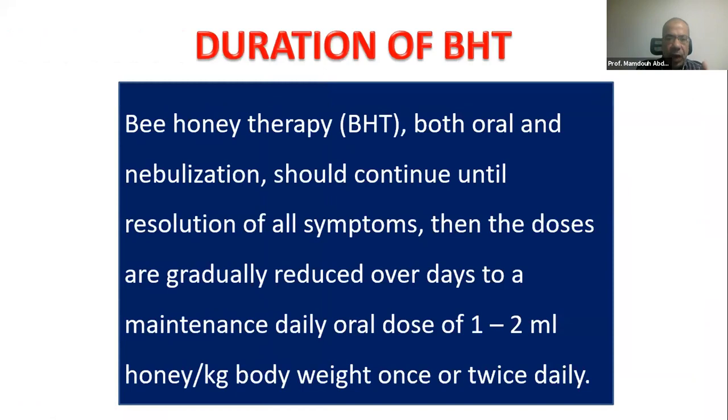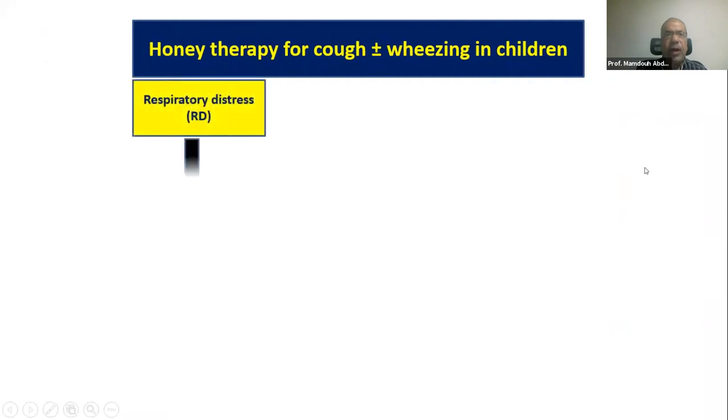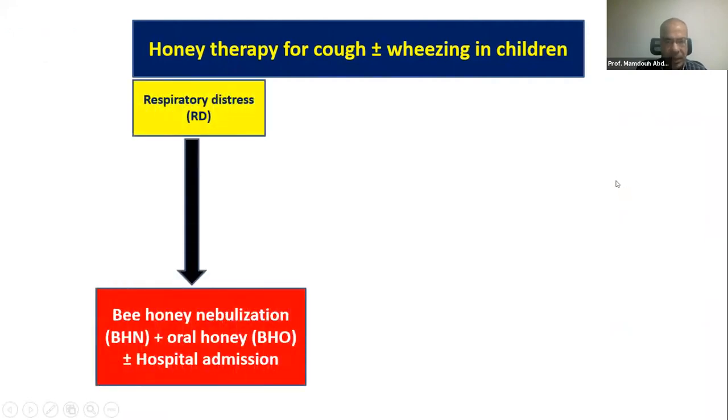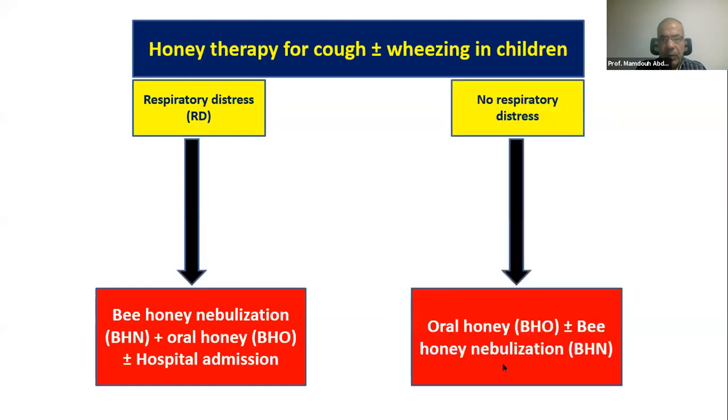Then the dose of oral honey is gradually reduced to 1 to 2 ml per kilo per day, divided twice daily. If we encounter an asthmatic child having cough, plus or minus wheezing, and respiratory distress, then we should give nebulization together with oral honey. But if there is no respiratory distress, we usually start with oral honey, and PHN is added if the patient develops respiratory distress or if we want to speed recovery.